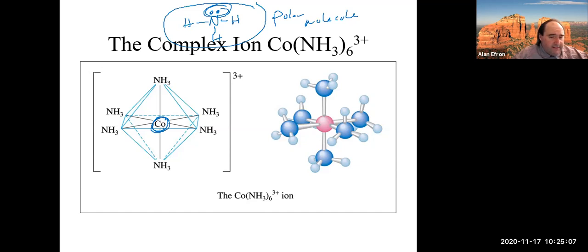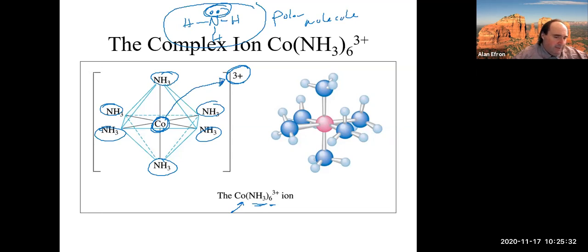And in terms of this, it is 1, 2, 3, 4, 5, and 6 NH3s attached there. That's where the 6 comes from. NH3s attached to our cobalt. Cobalt here has a +3 charge. All the NH3s are neutral, which is why the overall ion has a +3 charge coming from the cobalt in this particular case.